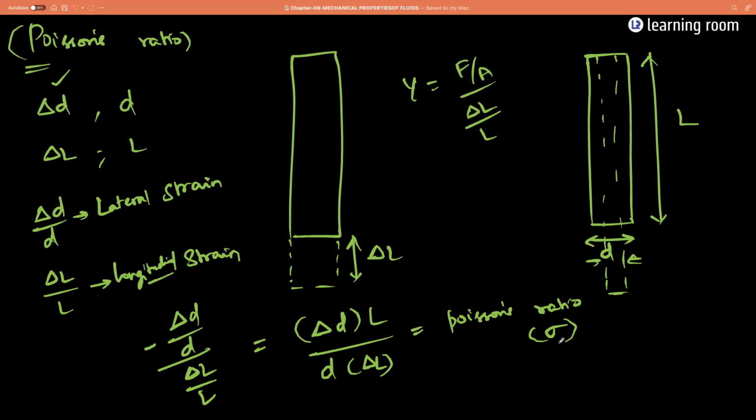Okay, but sir, is there any case where Poisson's ratio will be positive? It cannot be. See, one is decreasing, the other has to increase. That's what is supposed to happen. There is no possibility of such sort.